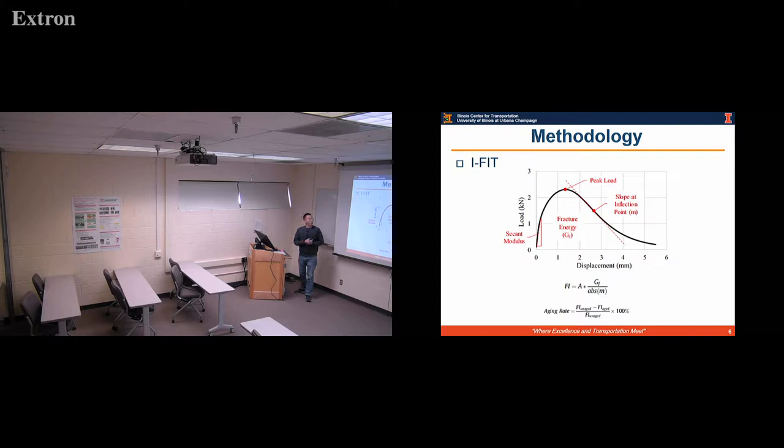The Illinois Flexibility Index Test was used in this study. The main parameter we looked at is the flexibility index. It was calculated based on fracture energy and the slope at the inflection point. The fracture energy was calculated based on the area underneath the curve in the load-displacement plot. And we introduced another term, which is aging rate. Aging rate correlates with the aging susceptibility of asphalt concrete, and it was calculated as the flexibility index reduction after aging, in percentage.